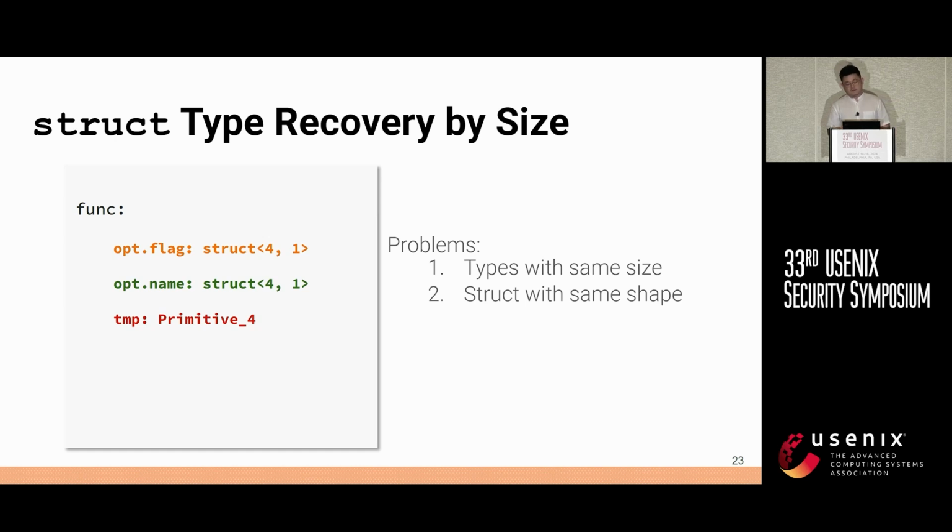But you can see the problem here. There are many variable types that have the same size. And if there is another structure which has the same shape, they won't be able to tell whether those 2 different variables belong to the same structure or not.